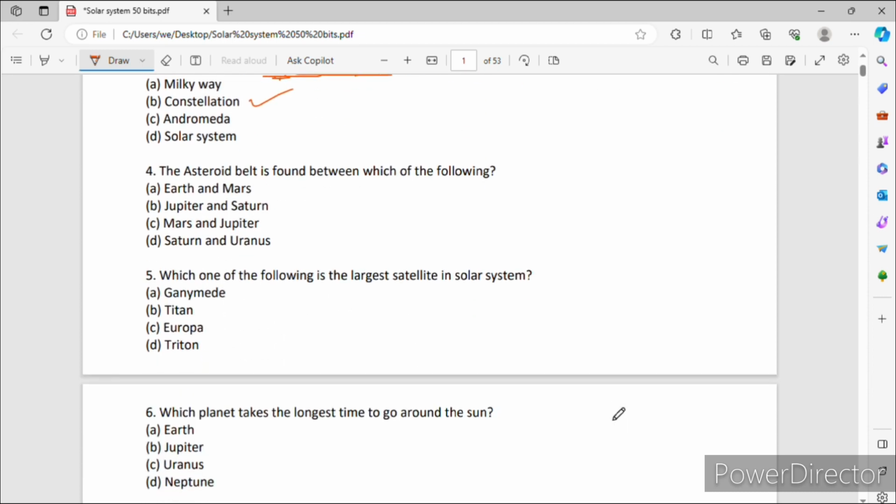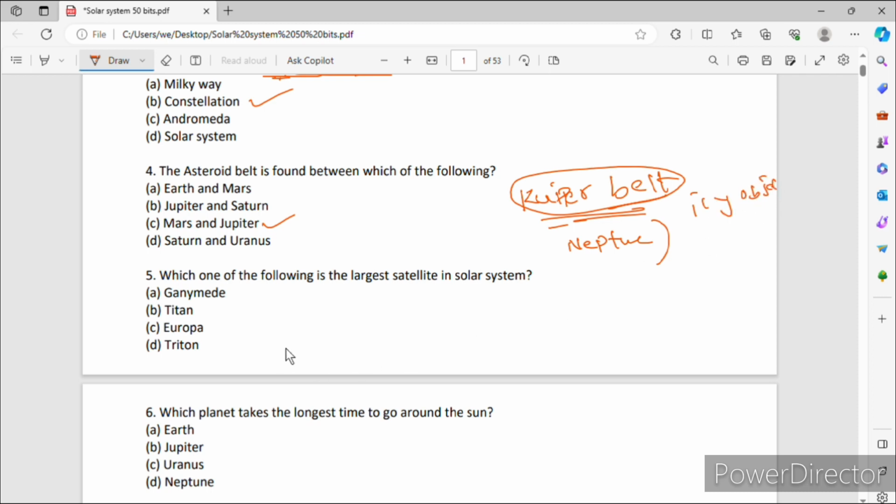Next question, if you see, asteroid belt is found between which of the following? See, we have already discussed in the previous class, it is between Mars and Jupiter. That is the asteroid belt. And there is one more belt we call the Kuiper belt. The Kuiper belt is found in the outer space, after Neptune. The Kuiper belt mainly consists of icy objects.